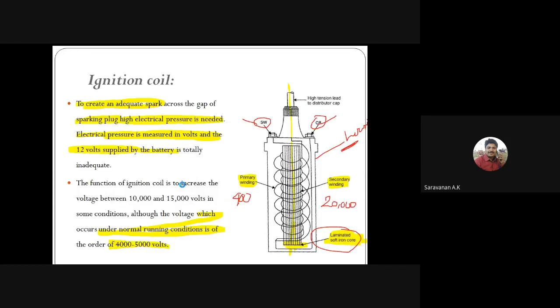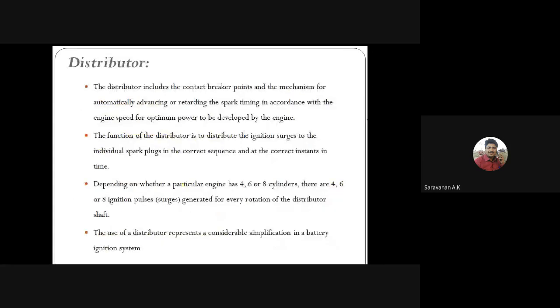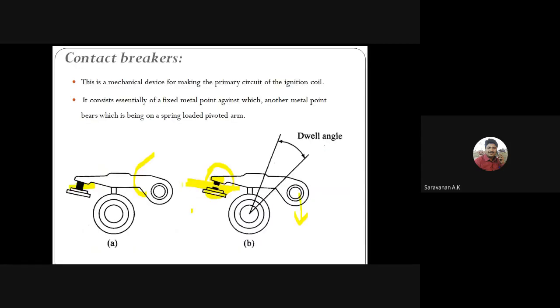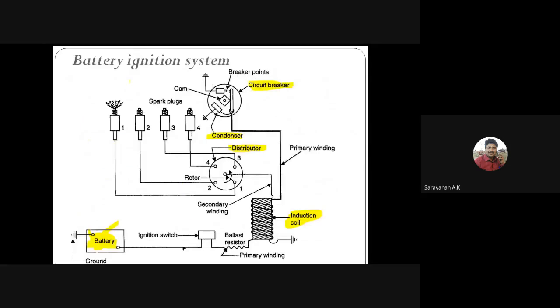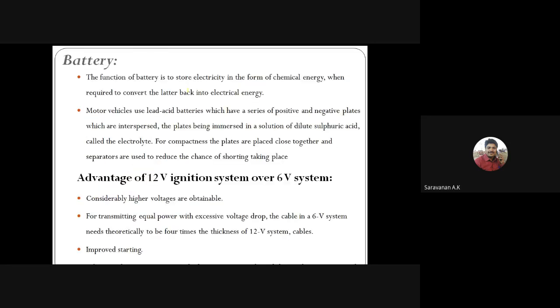Then the distributor, right? The distributor includes the contact breaker point and the mechanism for automatically advancing or retarding the spark timing, right? Depending upon the cam operations, the contact breaker, the distributor, and the condenser, these three will be controlled by the cam rotations, right?